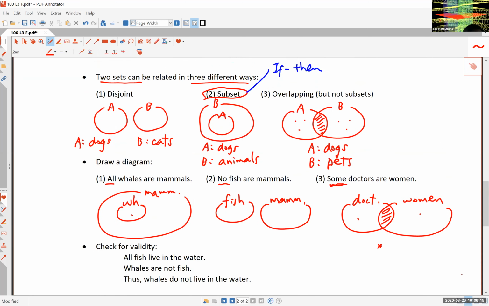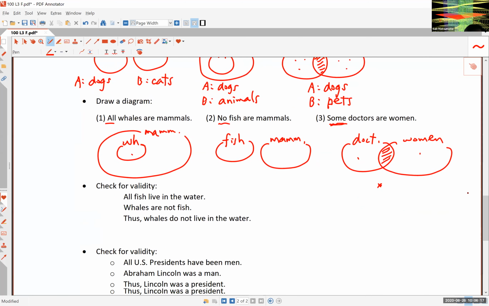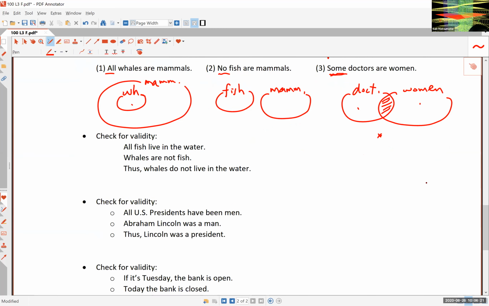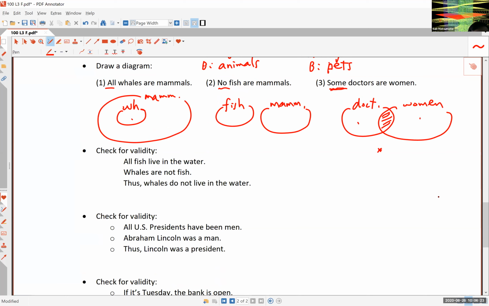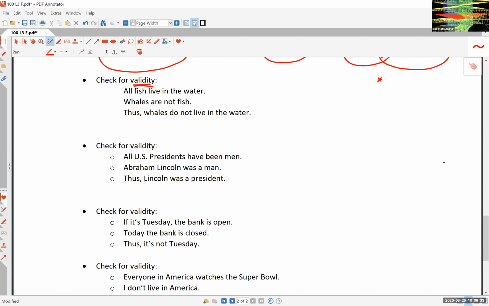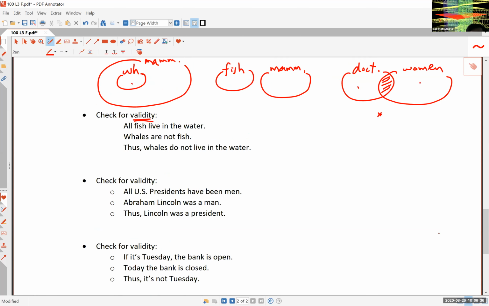The reason we are studying Venn diagrams, and you will be drawing these for your homework, is because these are extremely useful in checking for validity in formal logic. This is the important part of this lesson, so make sure you understand how you check for validity of an if-then argument or a deductive argument using Venn diagrams. Look at this. It says all fish live in water.